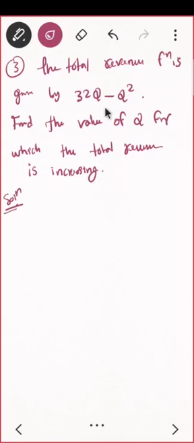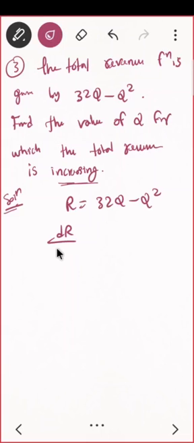Total revenue function, that is R, is given. R is 32q minus q square. Your question is to find the value of q for which total revenue is increasing. Do you remember how I gave the definition of increasing? What was the definition of increasing? Perfect. Yes. Derivative is positive, correct? So first let us find the derivative. Your function is in terms of q, so you differentiate with respect to q. So it will be 32 minus 2q.